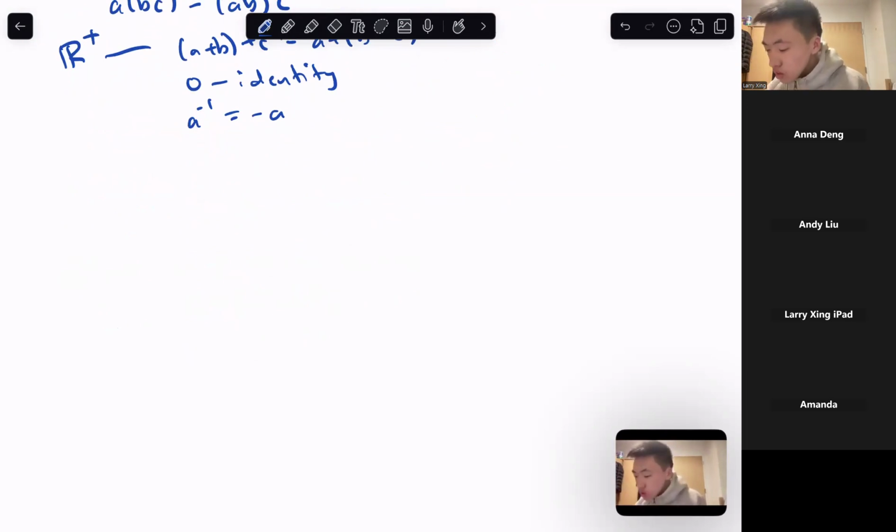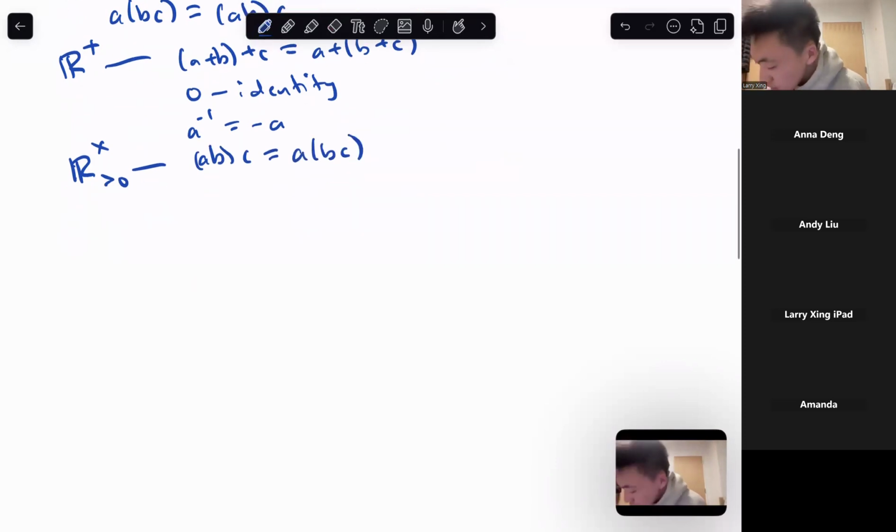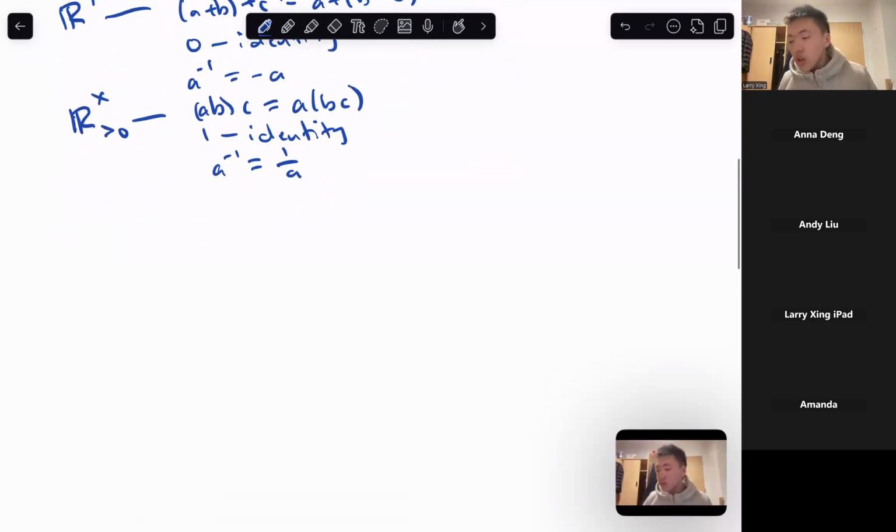Okay, this is one example. We can also define a multiplication, but if we want our group to be multiplicative, then we have to restrict our elements to be bigger than 0. So in this case, we can have a multiplicative group over real numbers, where again associativity holds for A, B, C, 1 is the identity, and the inverse of A is 1 over A. Okay, but these are two examples of infinite groups.